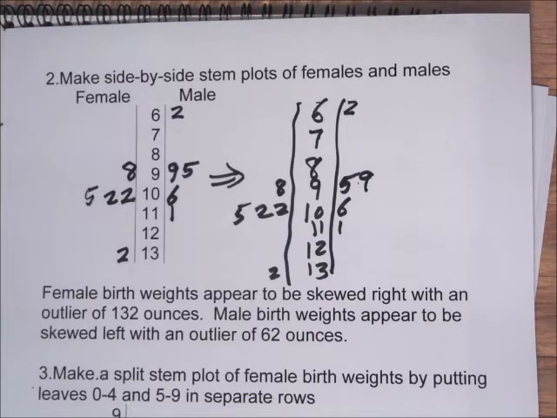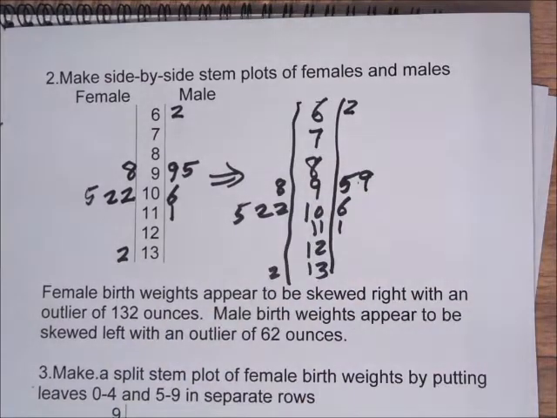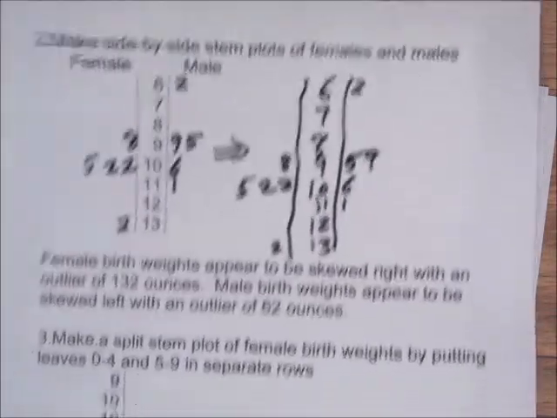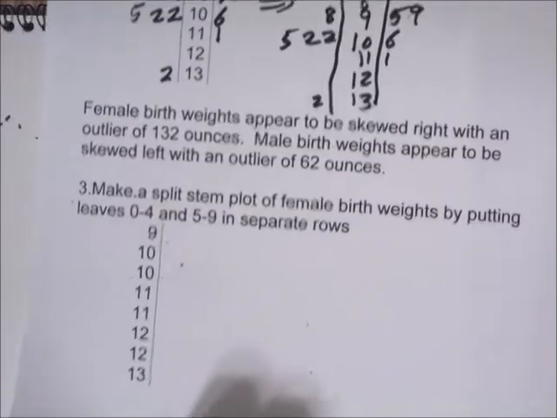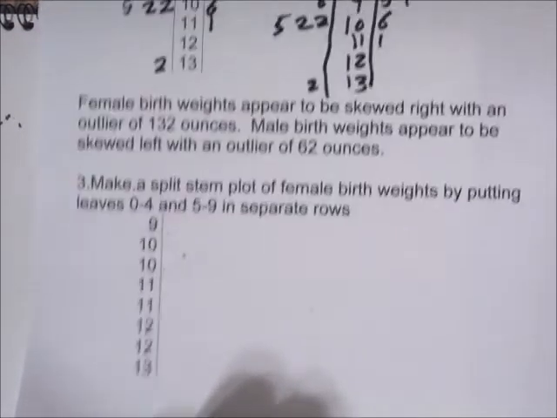So it looks like, for this particular example, the females' babies tend to be a little bit heavier. But there's quite a bit of overlap. There's a lot of babies that are kind of clustered in the center here for both sexes. So sometimes it's useful to do a split stem plot. You can also do a side-by-side stem plot.